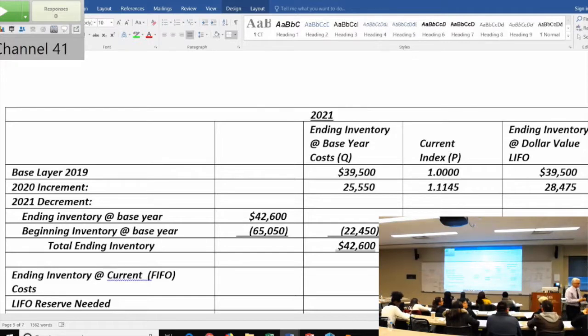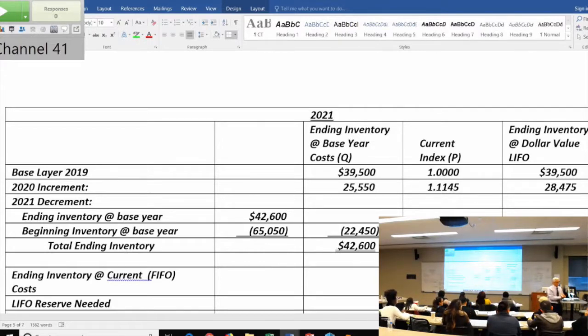So what happened to the price index for 20? Good question. All the units at that price were sold. So you put the other index at 1.2. Yeah, 1.2 is the current index for 2021. It doesn't show up in your inventory because all of those units were sold. You have none left. What would be the year of that decrement?